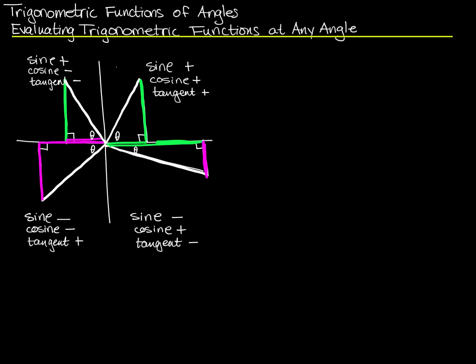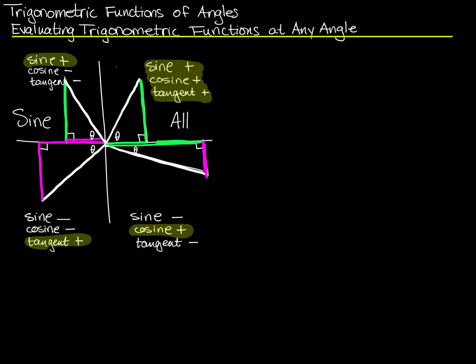There are several different ways you might consider trying to memorize these signs, but one way that I think a lot of people find useful or helpful is to just remember which ones are positive where. Except for the first quadrant, notice that you have one function that's positive in each of the other three quadrants, 2, 3, and 4. Here, everything is positive. So let's call that all. In quadrant 2, only the sine is positive.